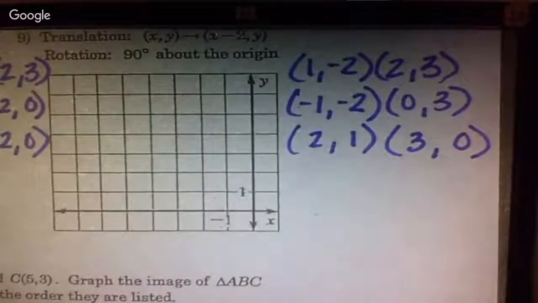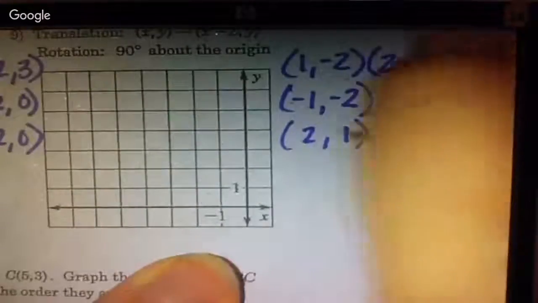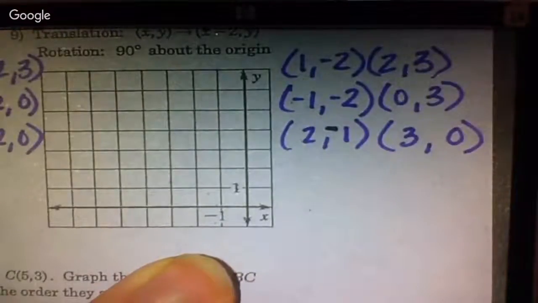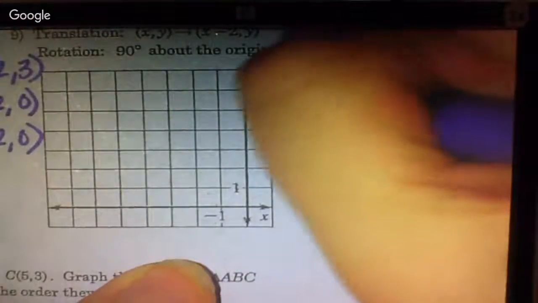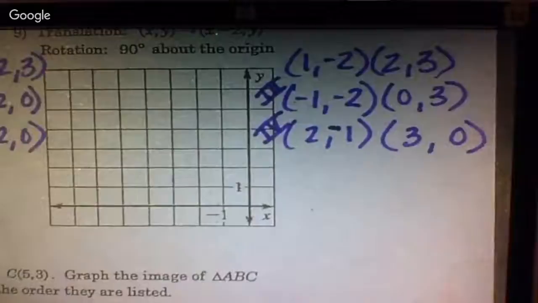So the first thing I have to do is flip my numbers. Now I need to figure out where I am. Negative starts me in quadrant 3, so it's now going to go to quadrant 4, which means positive, negative. 0, 3 started in quadrant 1, so it's going to go to quadrant 2. So negative, positive.